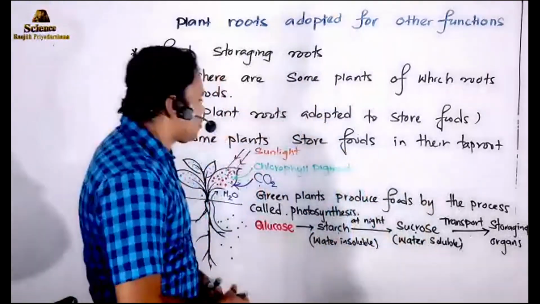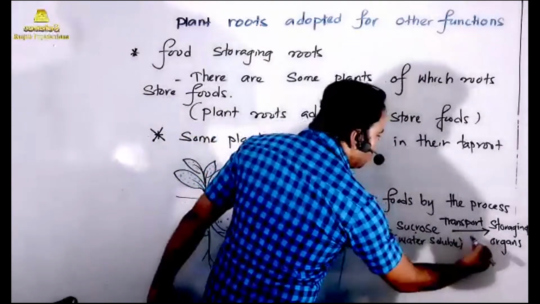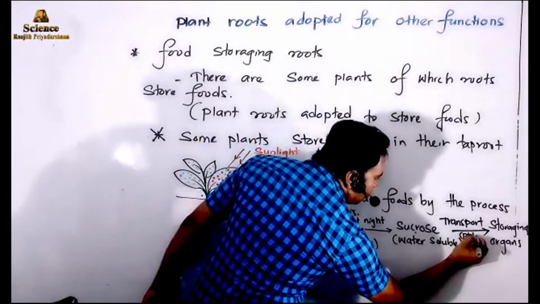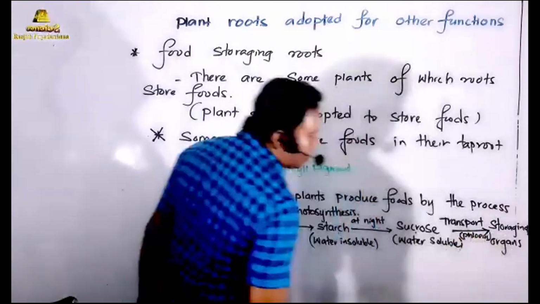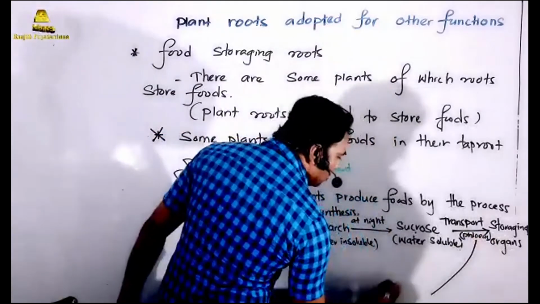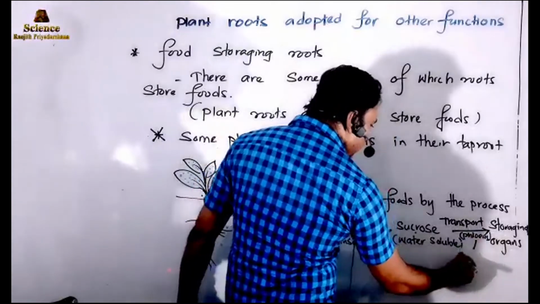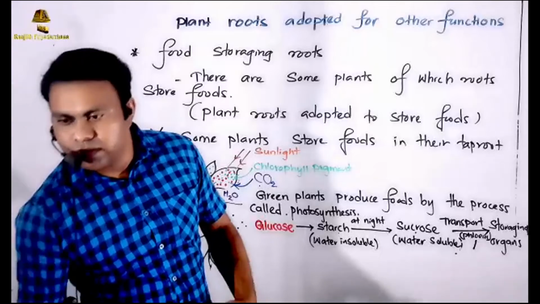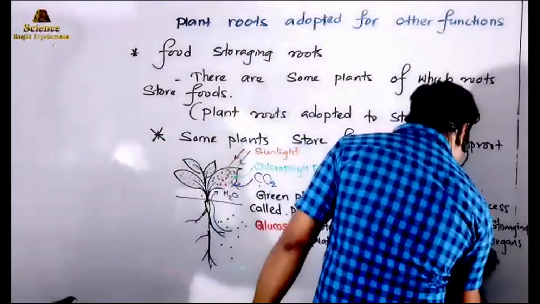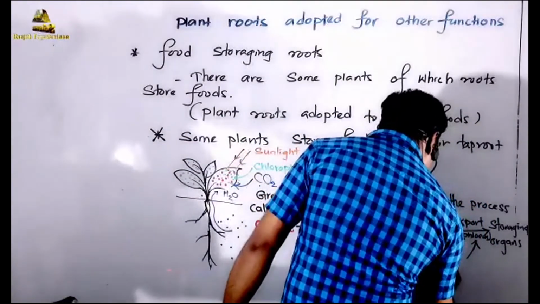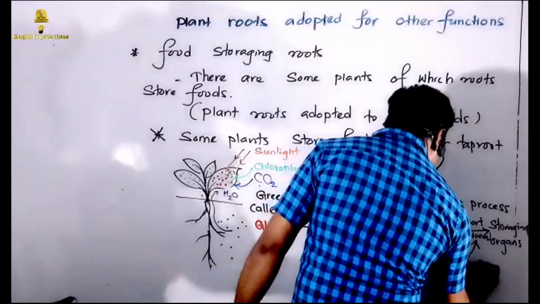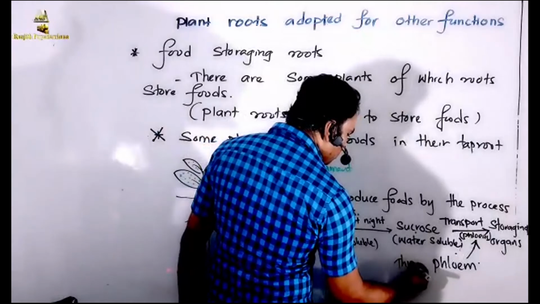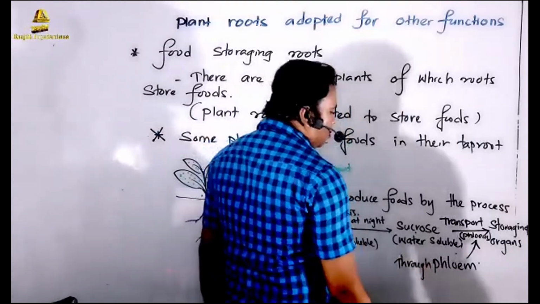So that's important. So this transportation happens through what? Through phloem. I'll write that here. Through phloem. Through the phloem tissue.